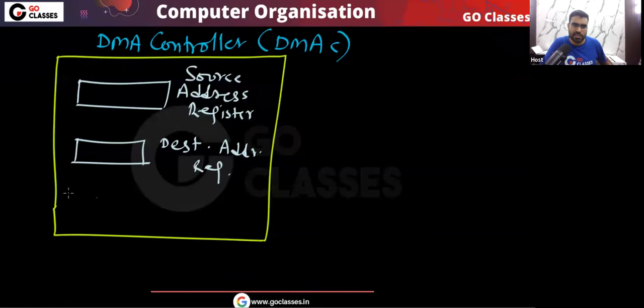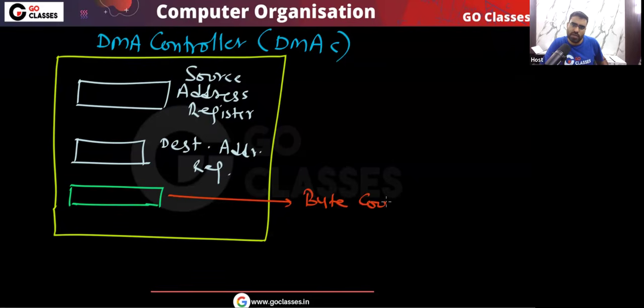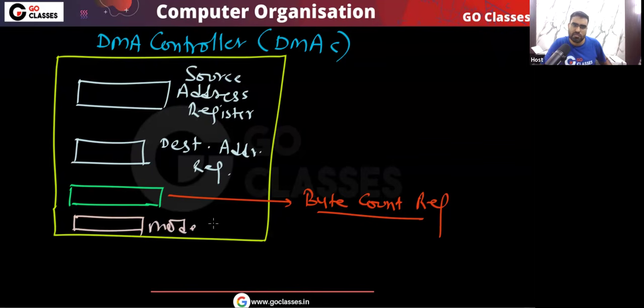There is a data size register, how much data we want to transfer, or I can say this is your count register, basically the number of bytes. I can simply call it the byte count register, how many bytes we want to transfer. And there is a mode register. So these are the important registers inside the DMA controller.